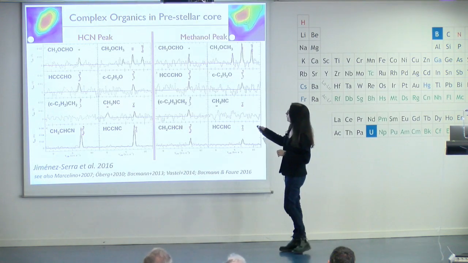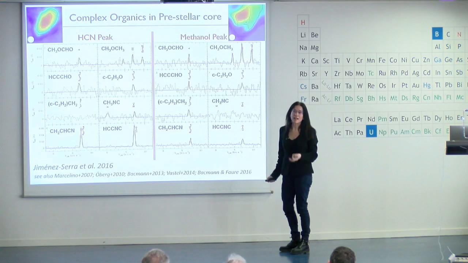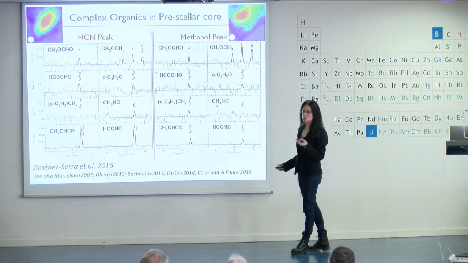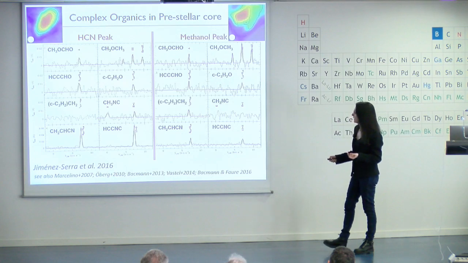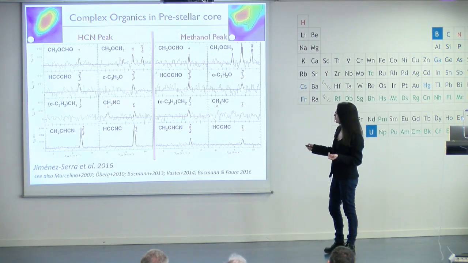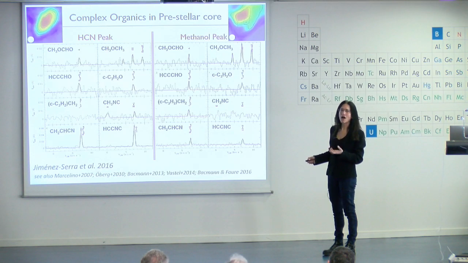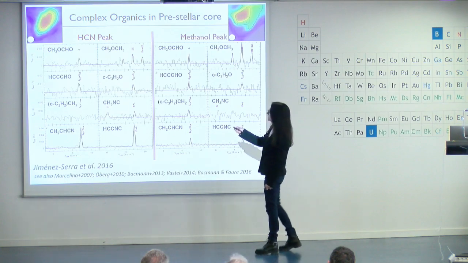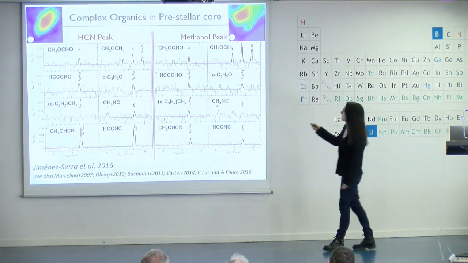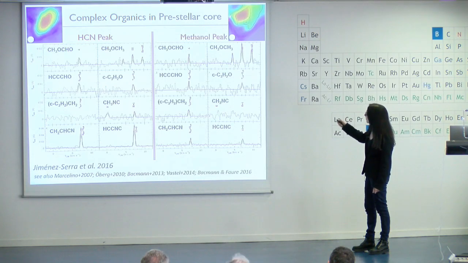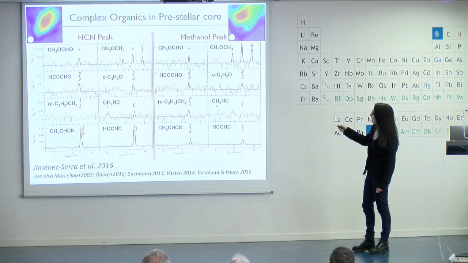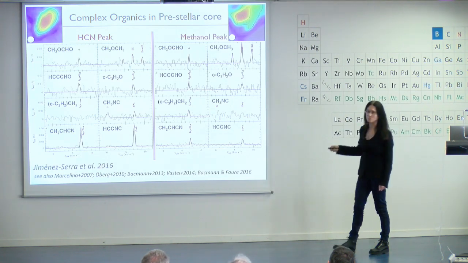However, for the sake of time, I want to skip these. So we see complex organics already at the prestellar phase. This is work by Taskun, Jimenez Serra, published in 2016, that showed that we actually have complex organics, also seen in star-forming regions, in this cold environment. So how can it be? How can we explain this? In particular, you see here the HCN peak and the methanol peak. I didn't explain the previous slide, but the oxygen-bearing organic molecules are mostly intense in the region where methanol is peaking.